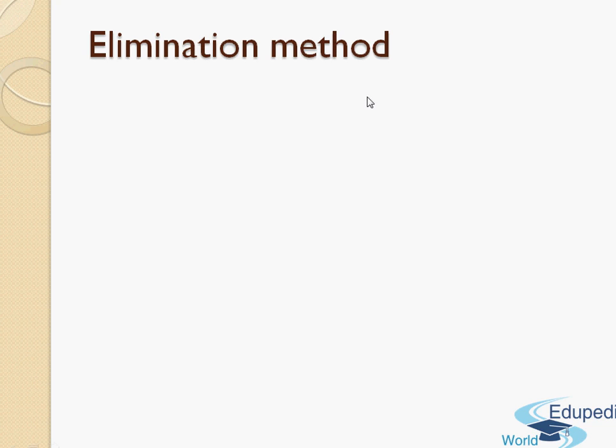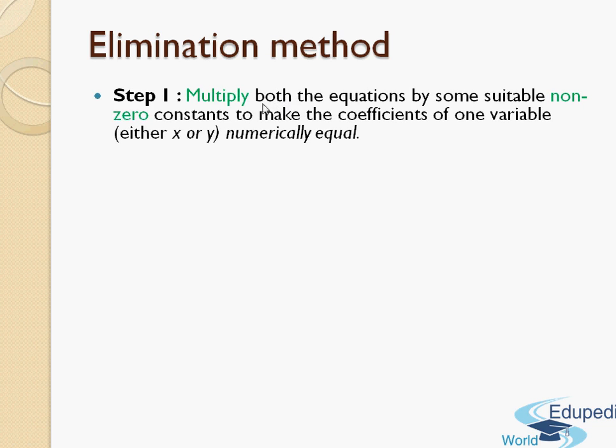Today in this video we'll be learning the elimination method to solve a pair of linear equations in two variables. Friends, we have summarized this elimination method in a few steps. The first step is to multiply both the equations by some suitable non-zero constants to make the coefficients of one variable numerically equal.